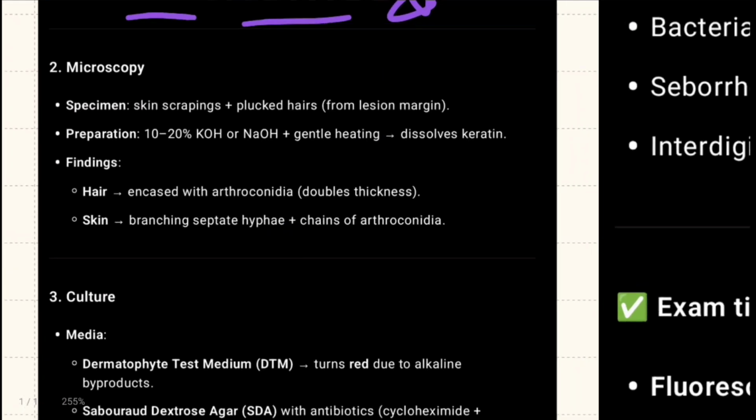Now, when it comes to microscopy, specimens are collected from skin scrapings, and the specimen should be collected from the margins of the lesion. Sometimes hairs are also plucked, and those skin lesions and hairs are prepared with 10 to 20% KOH or NaOH with gentle heating, which leads to dissolving of the keratin, and this is subjected to microscopy.